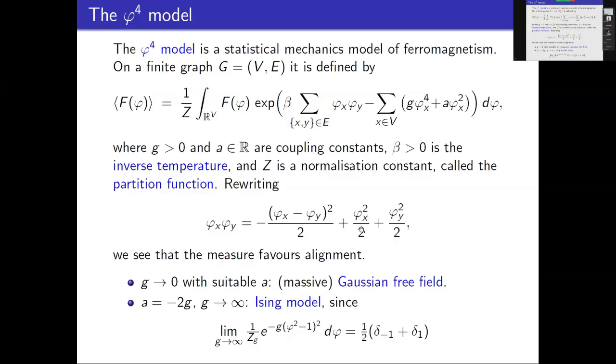Now the φ⁴ model interpolates between two very famous models of statistical mechanics, where one of them is the Ising model that I just mentioned, and the other one is the Gaussian free field. So how do you define the Gaussian free field?